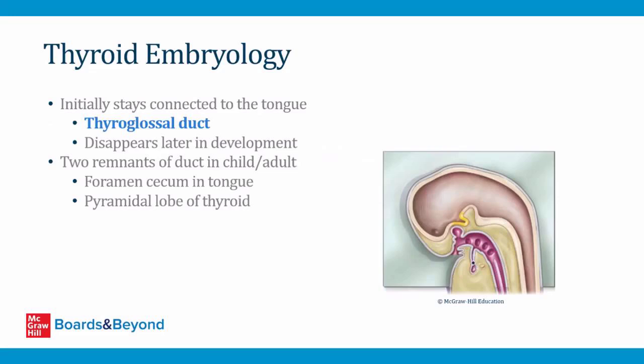Now, initially in utero, when the gland is forming, like what's shown in this picture here, a connection remains to the tongue. That's what's shown right here, and this is called the thyroglossal duct. This will disappear later in development.